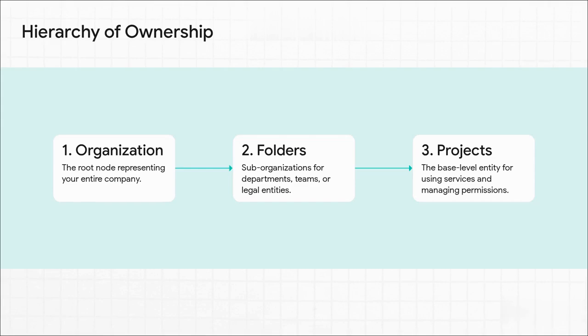In a platform like Google Cloud, this hierarchy breaks down into three key levels. Way up at the top, you have the organization. That's the root for your entire company. Then, underneath that, you use folders to create these logical groups. Think departments, teams, you name it. And finally, at the very bottom, you've got your projects. This is where the real work happens, where you turn on APIs, manage permissions, and actually run your services.